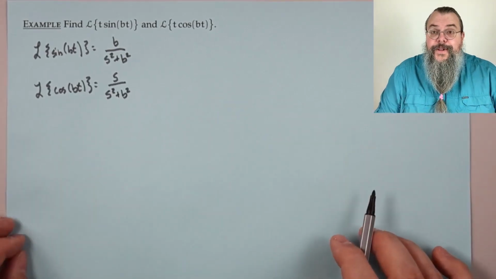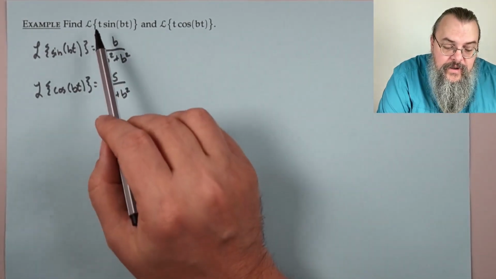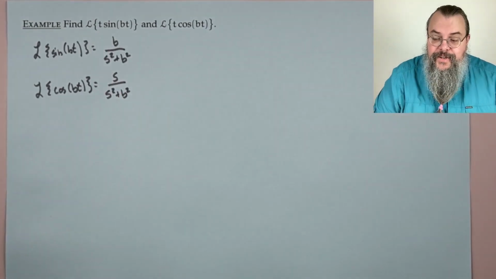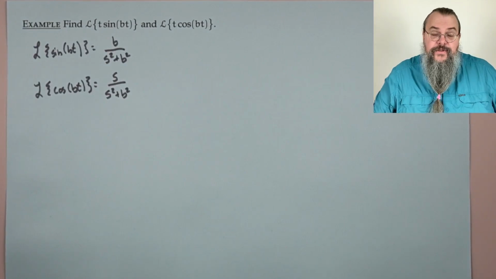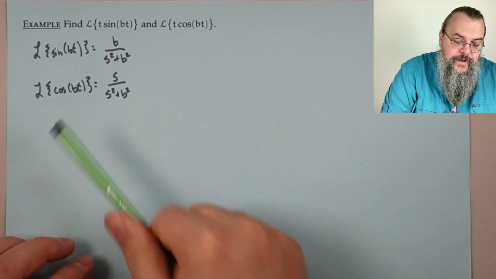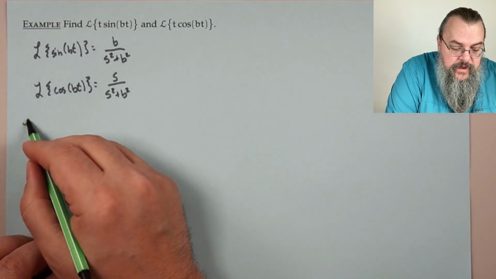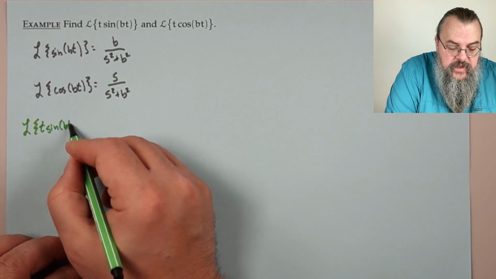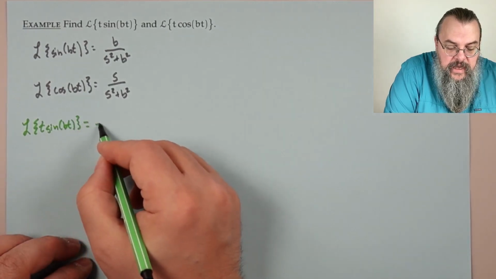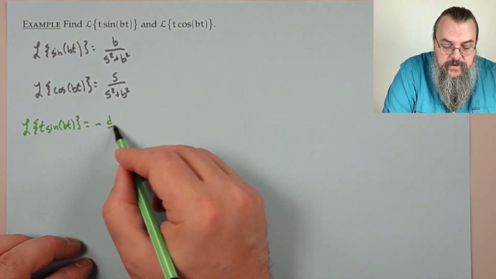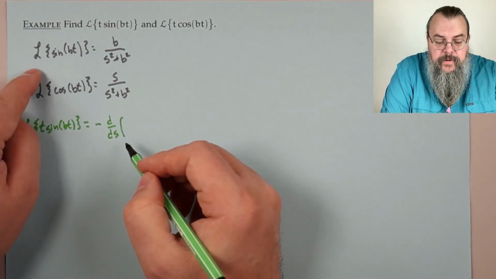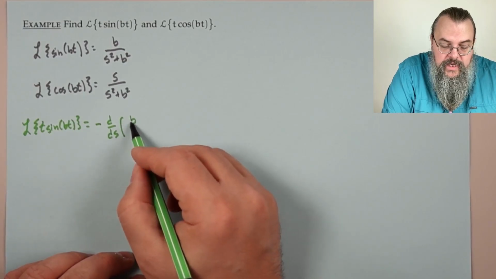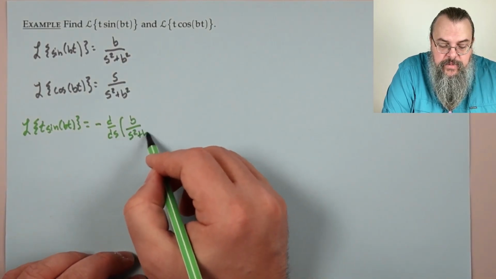Great, wonderful. Okay, so remember, when we multiply by a t, it says add a minus, take a derivative. So let's just do that. All right, so we'll start with sine of bt. So the Laplace transform of t sine of bt is negative the derivative of the Laplace transform of just the sine without the t. Well, that's our b over s squared plus b squared.